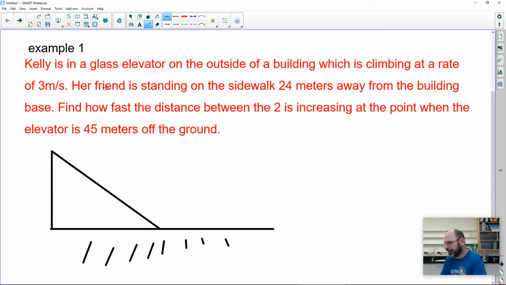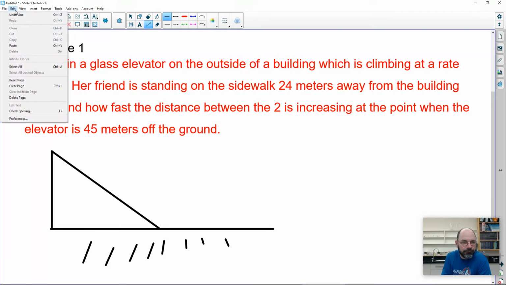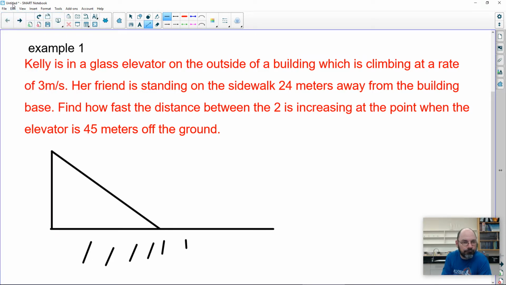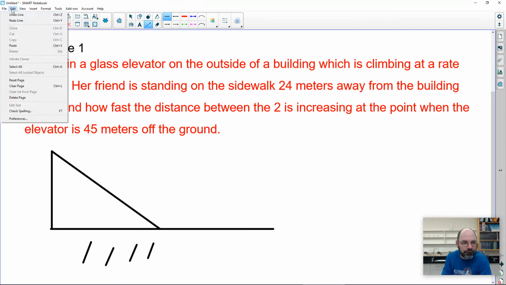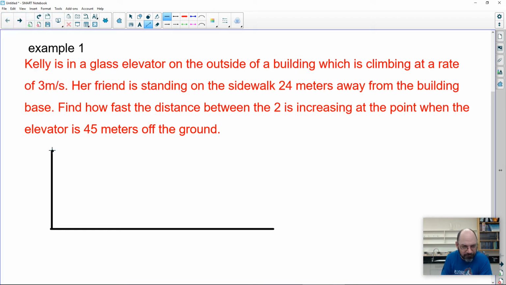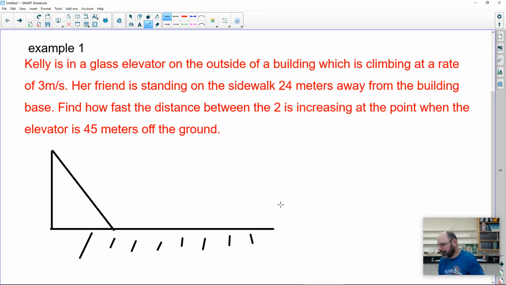Well, that's not a terribly accurate one, is it? Because this is 45 and this is 24, so this should be smaller. Let me draw it a little better here. I'll just undo a few of these and draw it in a little bit better. It's 45 meters high and 24, so that bottom one should be shorter like this. That should make it a little more accurate in our drawing. So there's a better representation.